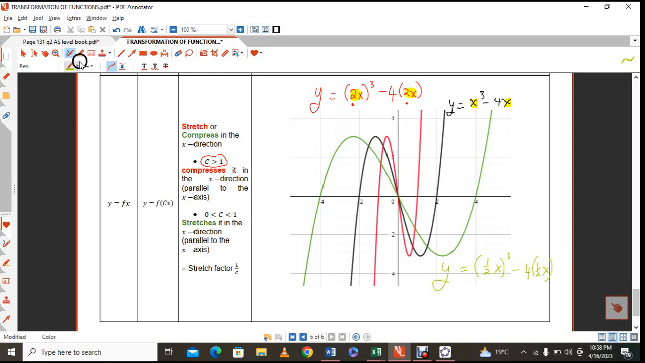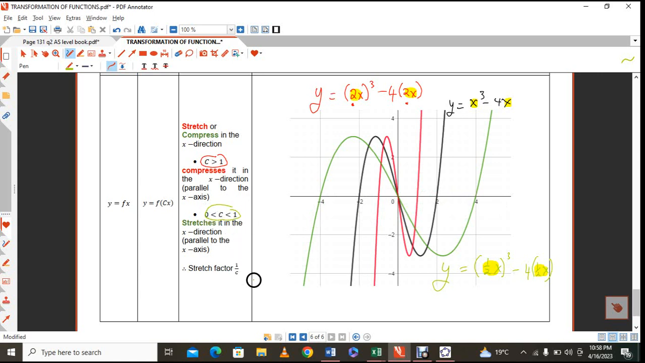Now you realize that this here is a fraction in front. If it's a fraction in front, that's what we mean by a number between 0 and 1, or a stretch vector of 1 over c, which is a fraction, then it stretches. It stretches in the x direction. Can you see that? It opens up in the x direction. Can you see what happened to the green one there? That's what we mean by that particular stretch there.